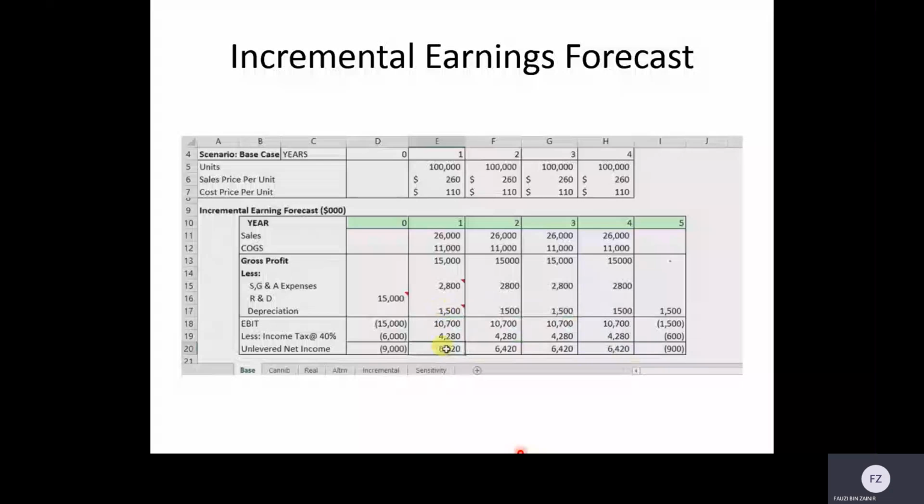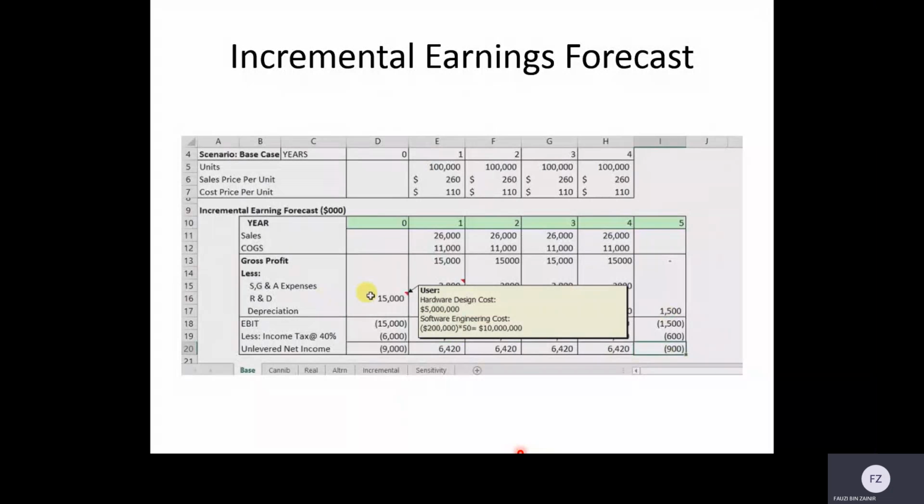The tax is 40%, so the unlevered net income is 60% of the EBIT. So we have 6.42 million. We assume the figures are the same for year 1 to year 4, except year 5. Year 5 is included because we have to include the depreciation cost. If you calculate it, we would have the unlevered net income as 900,000.